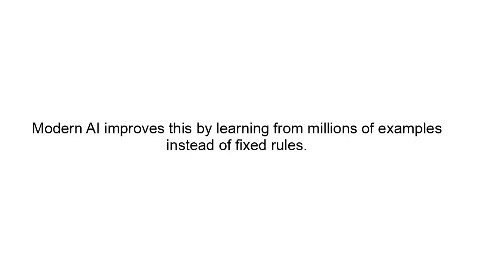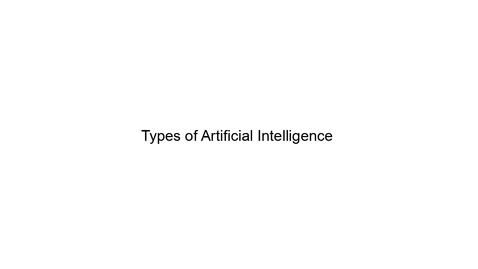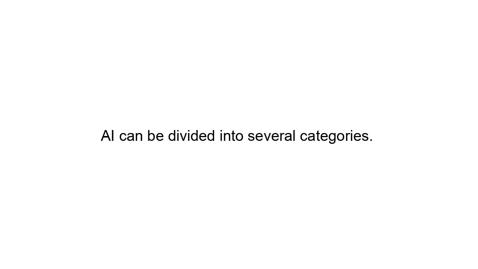Types of artificial intelligence. AI can be divided into several categories. Narrow AI. Narrow AI is designed for a specific task. Examples: voice assistants, recommendation systems, chatbots. Most AI today is narrow AI.